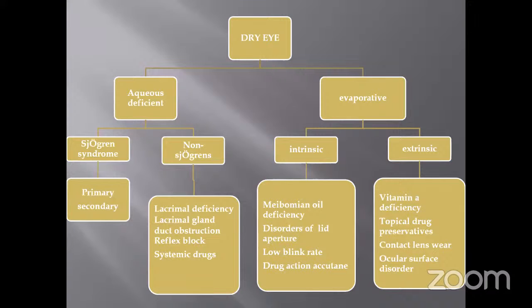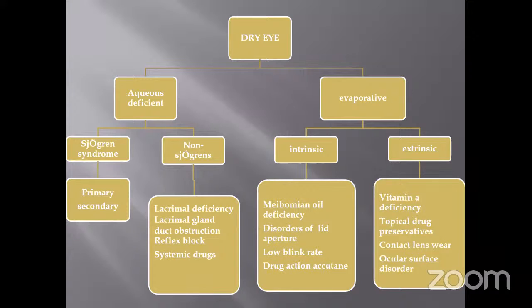So this is the classification. That is, we can classify it into mainly aqueous deficiency and evaporative deficiency. So aqueous deficiency, I've already told you that the aqueous layer is secreted by the lacrimal gland. So when there is any disorder affecting the lacrimal gland, it can produce a deficiency of the aqueous layer.